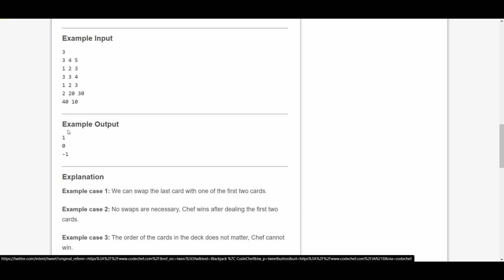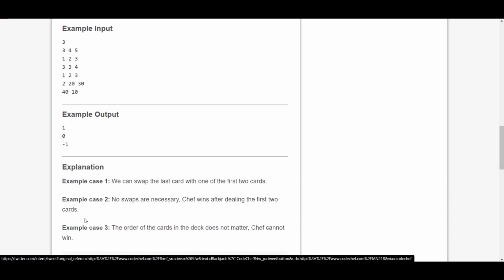In the next test case, n is 3, x is 3 and y is 4. Again the cards are 1, 2 and 3. The explanation says no swaps are necessary, as chef wins after dealing the first 2 cards. If chef plays the first and second cards, numbers 1 and 2, the sum of both would be 3 and chef would automatically win. So there is no swapping required, and the output would be 0.